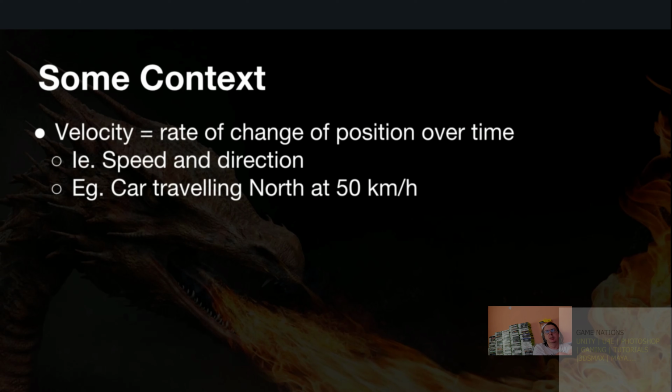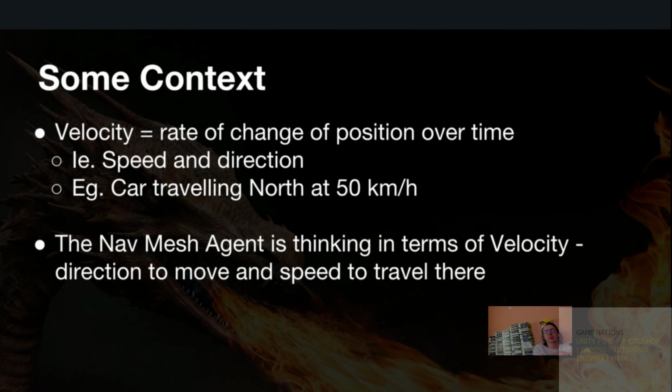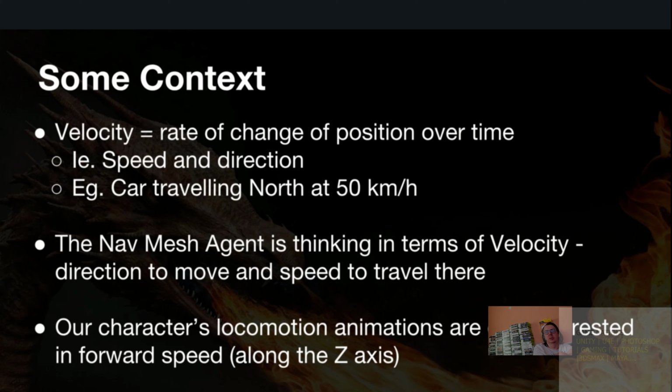Its speed is 50 kilometers an hour, and its velocity is north at 50 kilometers an hour. And our NavMesh agent that we've implemented already is thinking in terms of velocity. It's saying, I've got a direction that I want to move and a speed with which I want to travel there. And our character's locomotion animations, so its idle, its walk, and its run, are only interested in the forward speed along the Z axis.